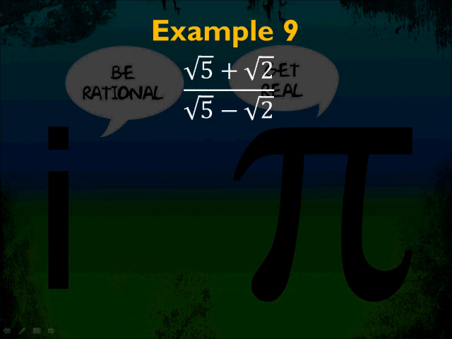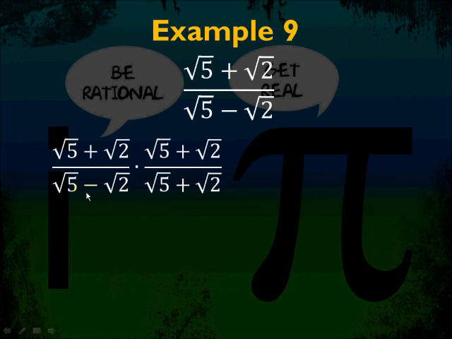Example 9, root 5 plus root 2 over root 5 minus root 2. Again, you need to find the conjugate of the denominator, multiply the top and bottom by that conjugate, and then simplify. So what's the conjugate of radical 5 minus radical 2? Whatever it is, multiply the top and bottom by that amount, and let's solve. Go ahead and try that, and then come back when you're done.